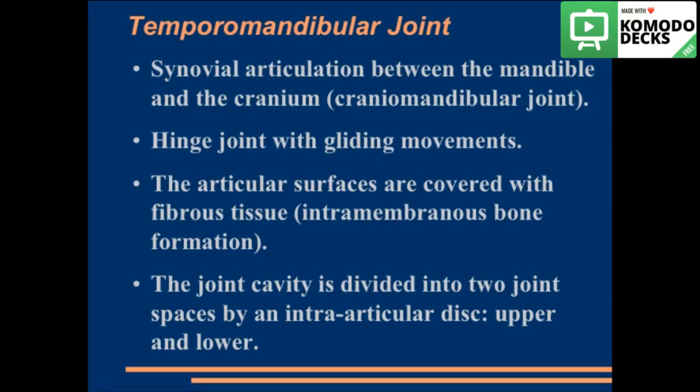So the definition of the temporomandibular joint: it is a synovial articulation between two bones, the mandible and the cranium, and more specifically the temporal bone of the cranium, of the skull. It was previously also called the craniomandibular joint.